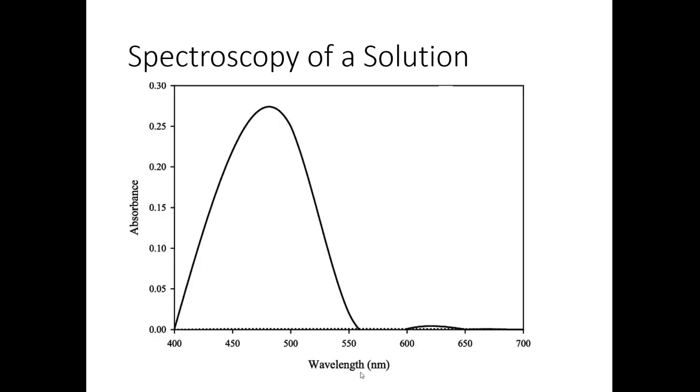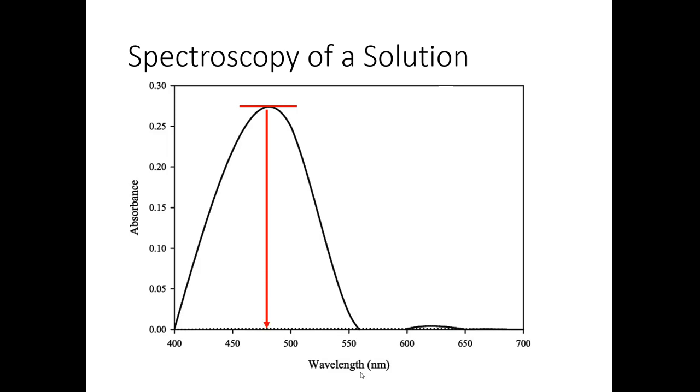The typical graph that you get will look something like this. Notice that again, we're plotting the absorbance on the left without units versus the wavelength in nanometers. And this is for a solution whose concentration we have already measured and is known. Notice that there is a peak here.